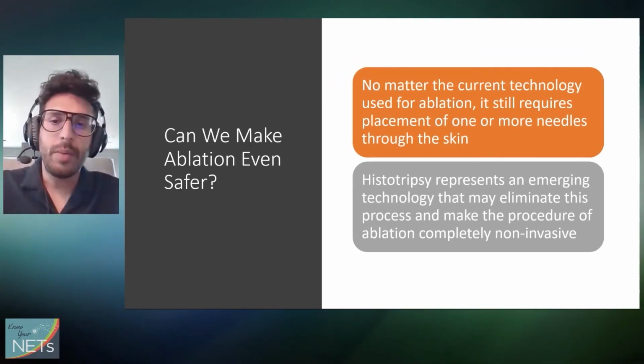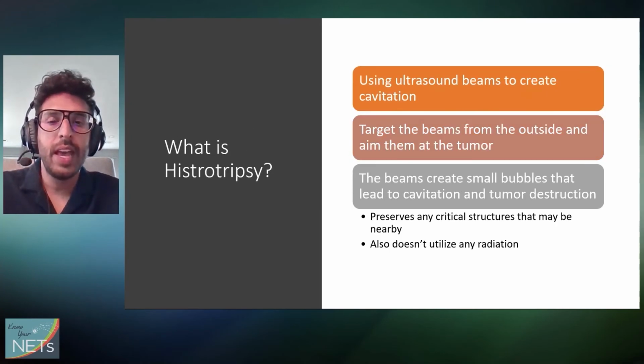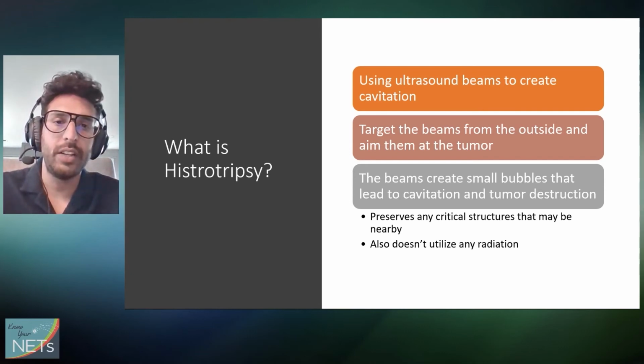So finally, can we make ablation even safer? No matter what current technology we use for ablation, it still requires placement of one or more needles through the skin. There's a new technology that we're fortunate to be working with called histotripsy that may eliminate that and make the procedure for ablation completely non-invasive. The way histotripsy works is it uses ultrasound energy. We typically know ultrasound as a diagnostic tool. We can look at structures in the body with an ultrasound, but ultrasound has the potential to treat patients if you harness the energy to create cavitation.